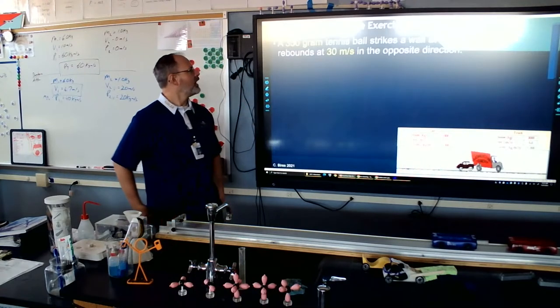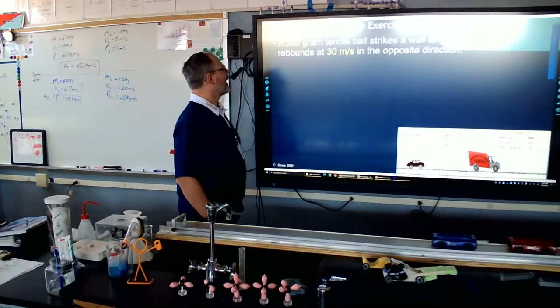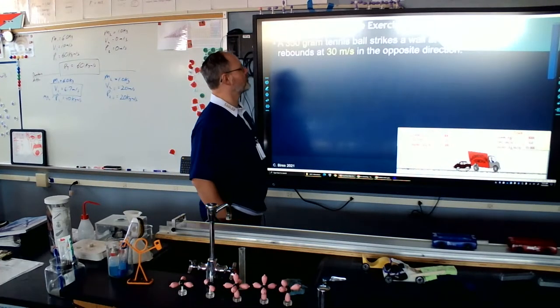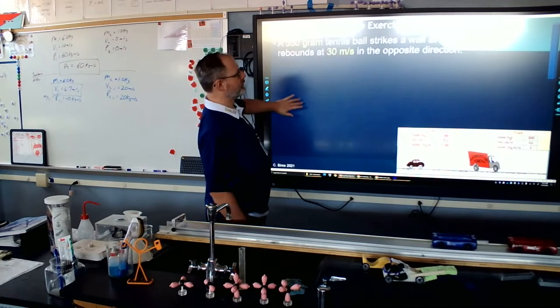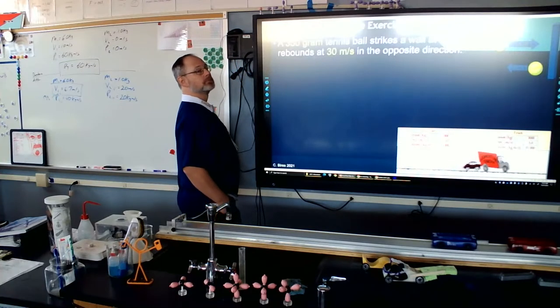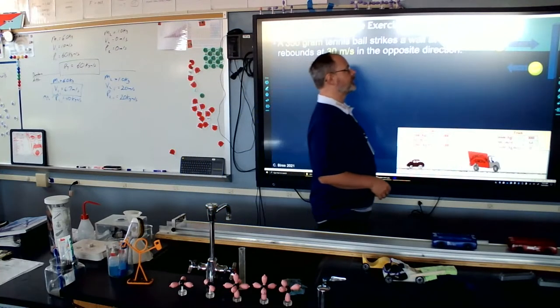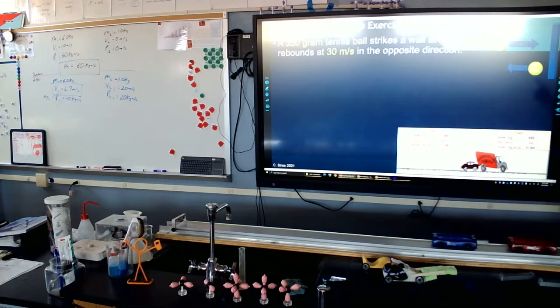Here we go. A 350-gram tennis ball strikes a wall at 40 meters per second and rebounds at 30 meters per second in the opposite direction. Can you conceptualize this? It looks like this. Here comes the ball at 40, it rebounds at 30. So its initial velocity is plus 40, its ending velocity is negative 30.